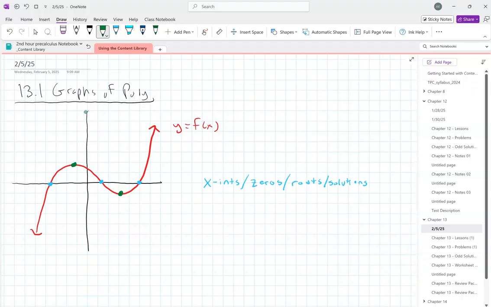So these points are the extrema. There's 4 types of extrema. There's local minimum, local maximum, absolute or global minimum, and then absolute or global maximum.